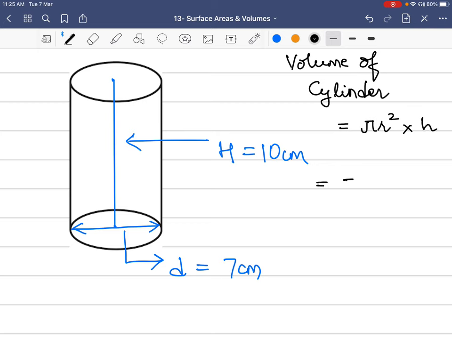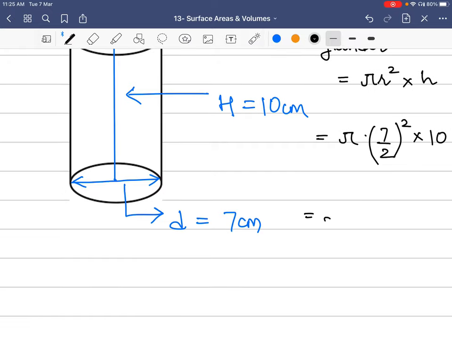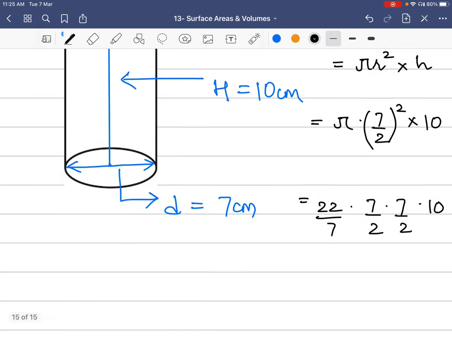So that is equal to pi. Let's keep pi as it is. Radius will be 7 by 2. Okay, the whole square, and h is equal to 10. So that is going to be 10. So that is equal to pi, I can write as 22 by 7 into 7 by 2, I can write 2 times because it's a square, into 10. Okay, this becomes the volume of the cylinder.